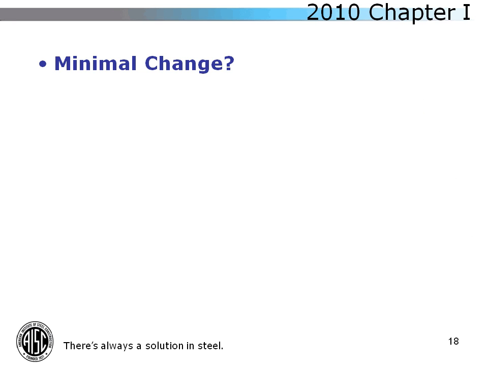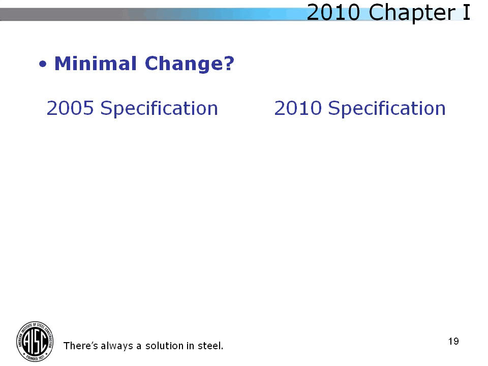So we're all engineers here. Presumably that means we like numbers. So what I want to do is give the composite committee a grade to see how well they did in meeting this mandate of minimal change between the 2005 and 2010 specifications by looking at the numbers.